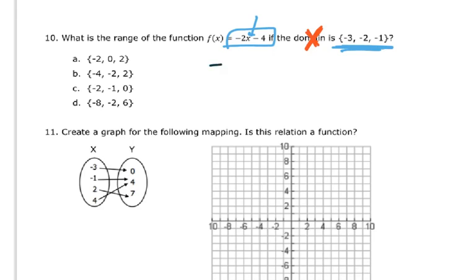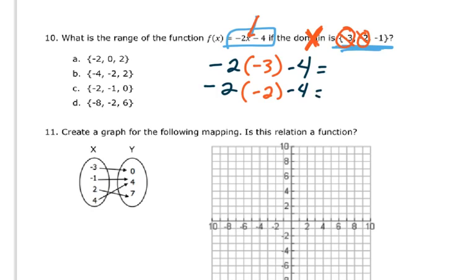So I start by writing my function, negative 2. Instead of x, I'm going to replace it with my first x value. Negative 2. Instead of x, I'm going to replace it with my second x value. And finally, negative 2. X, I'm replacing it with my third x value. Simplify those. Negative 2 times negative 3 is a positive 6. 6 minus 4 is positive 2.